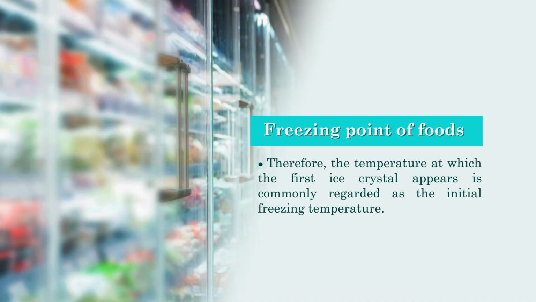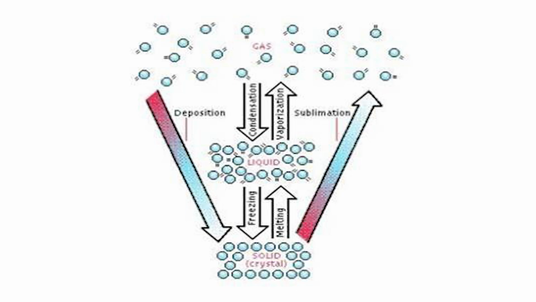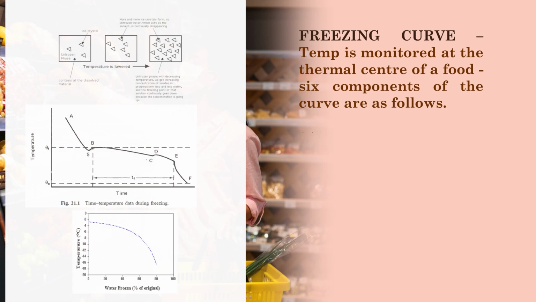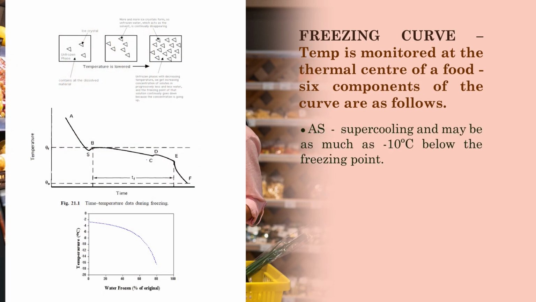The temperature at which the first ice crystal will appear is commonly regarded as the initial freezing point. We can see how freezing takes place in the food. For example, initially some ice crystals are forming, if you see this figure. Then gradually the number of ice crystals is increasing. And if we look at this in terms of the time and the temperature of the food, you see that there is initial cooling. Then when it is coming sub-zero, there is a state of supercooling. That is marked as AS. Then a slight increase in the temperature.